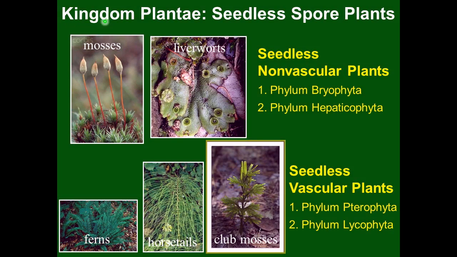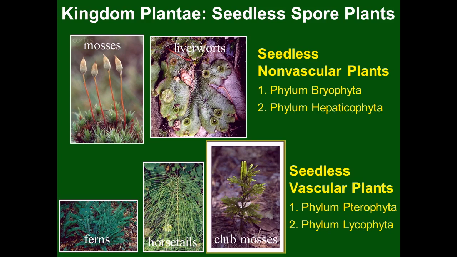Today we'll be discussing Labs 28 and 29, which cover the kingdom Plantae, and we have 4 phyla we're going to be going over. The seedless non-vascular plant phyla we'll be looking at today are the phylum Bryophyta and the phylum Hepaticophyta. And then the seedless vascular plants are phyla Pterophyta and Lycophyta. You can find these on page 299 and 309 in your lab text, respectively.